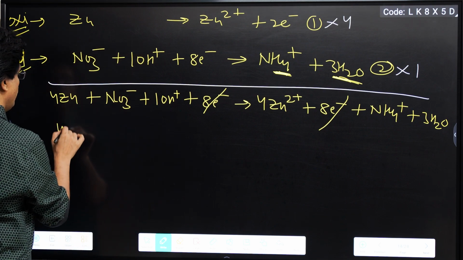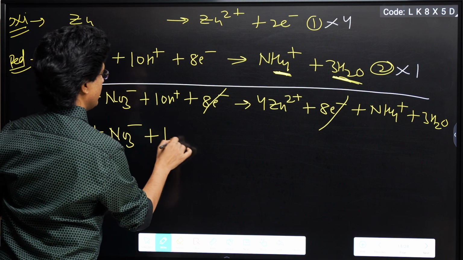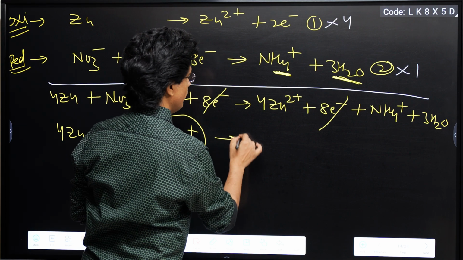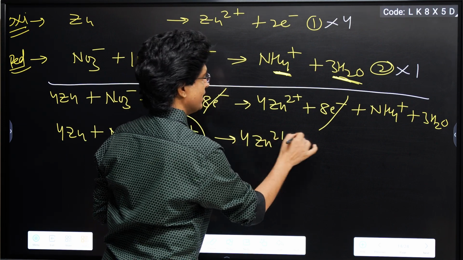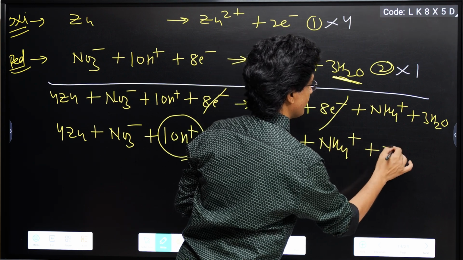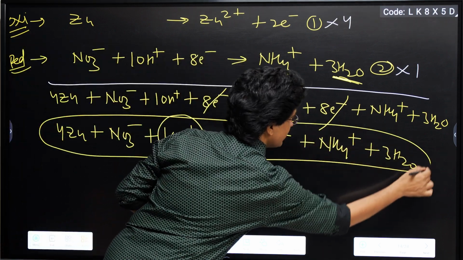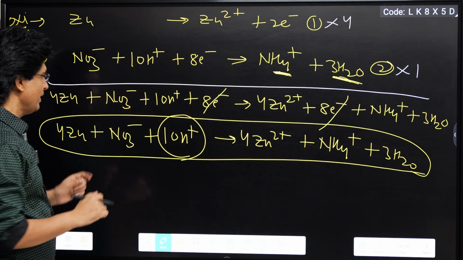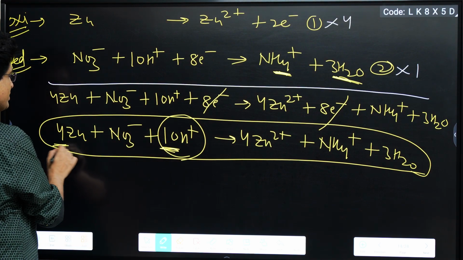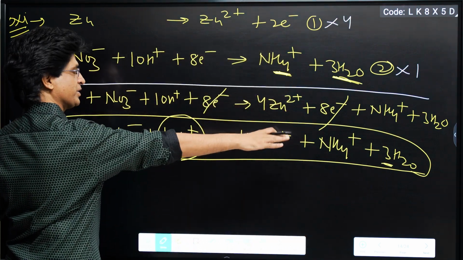So this 4Zn plus nitrate plus 10H+, the presence of H ions indicates acidic medium, will give you 4Zn2+ plus NH4+ and 3H2O. Okay, so that is the balanced equation in the acidic medium. They can ask you the stoichiometric coefficient of H ions, also the stoichiometric coefficient of zinc, maybe water also. So you will be prepared with that stuff.